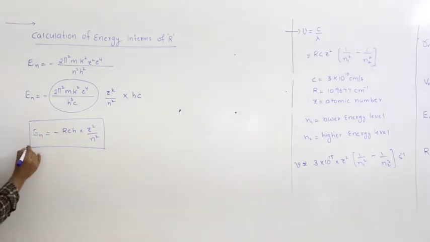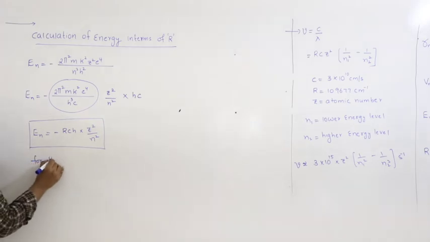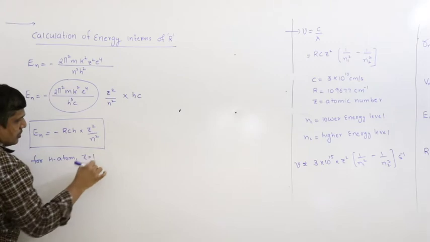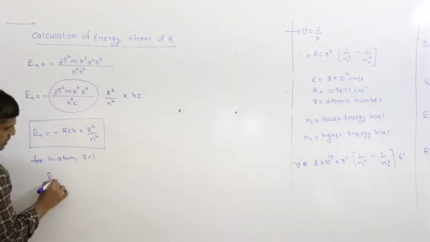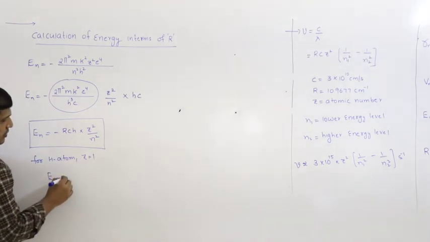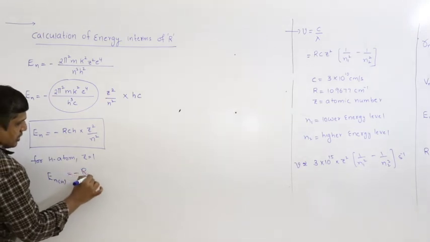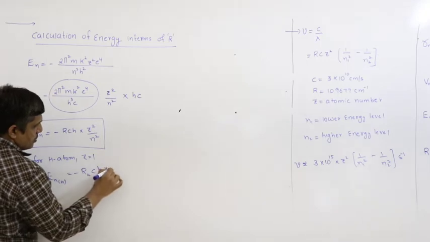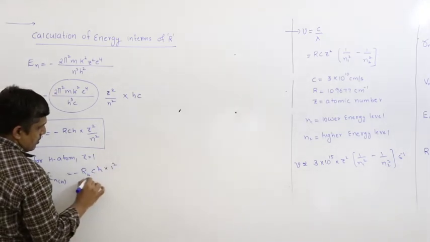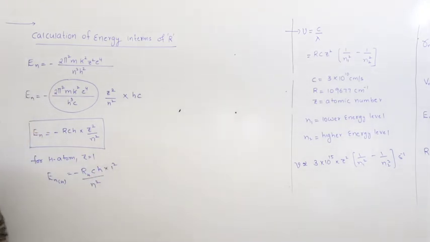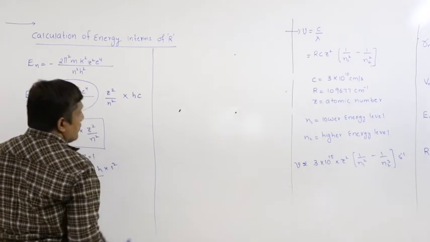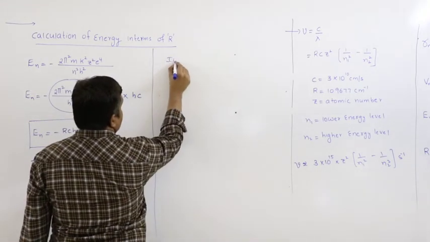So let us apply for hydrogen atom. So for hydrogen atom Z equal to 1. So energy of electron in nth orbit for hydrogen atom equal to minus RH, Rydberg constant for hydrogen, CH into 1 square by n square. So this is how you can express energy of electron. Now let us see equation to calculate ionization energy.